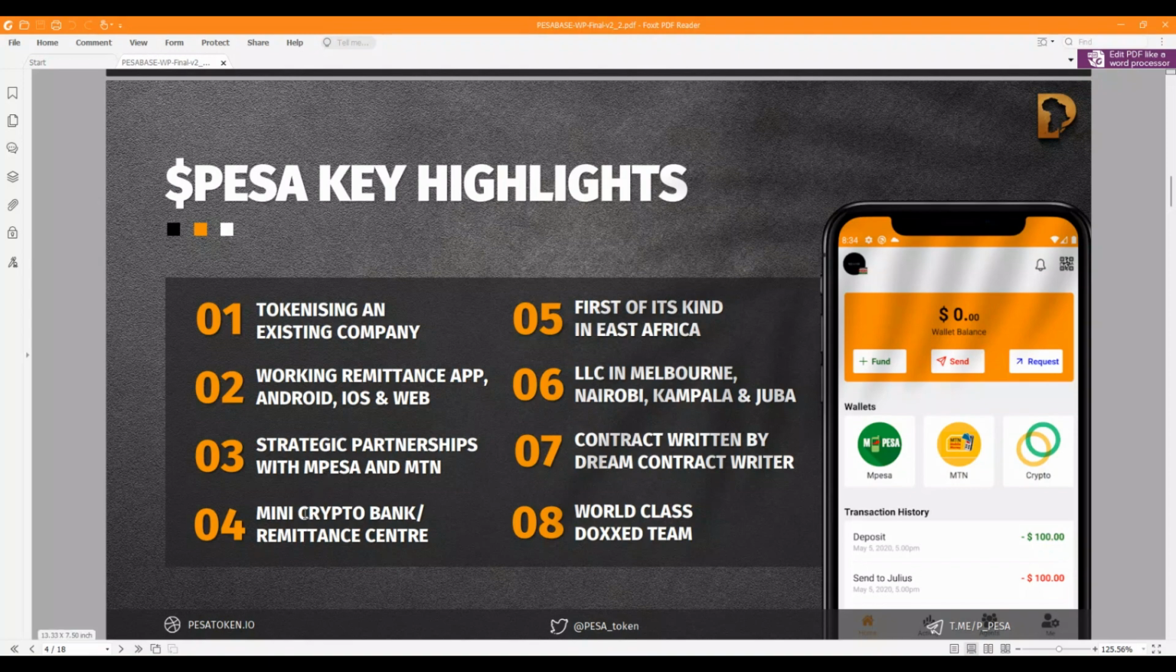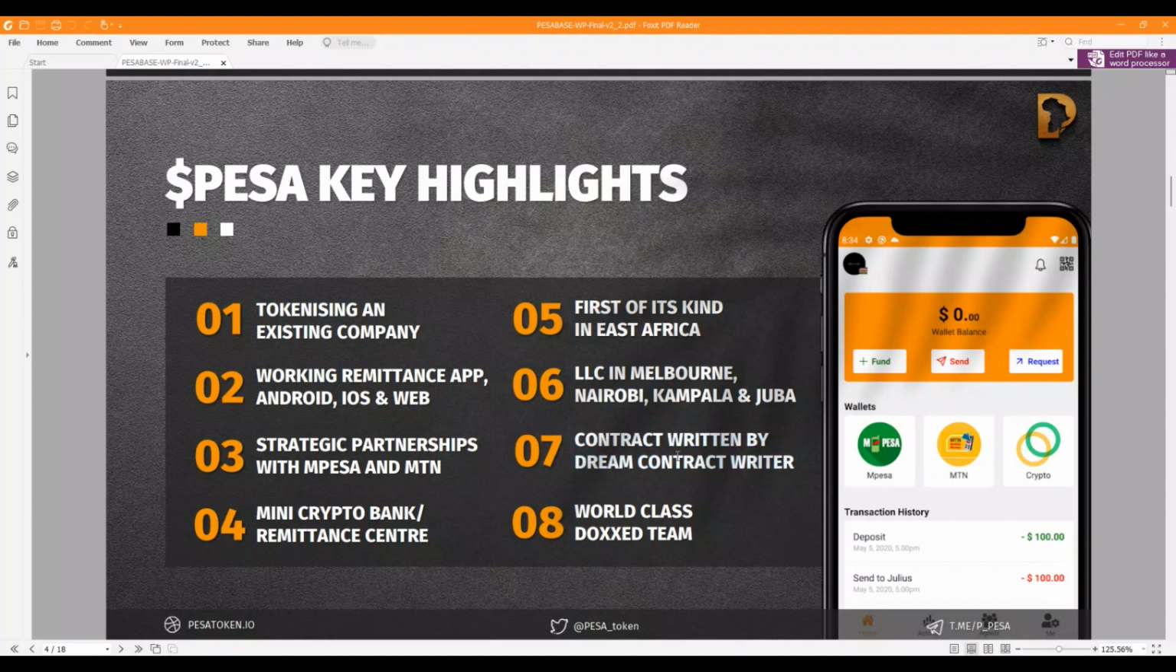Mini crypto bank remittance center. Then you have first of its kind in East Africa. We have LLC in Melbourne, Nairobi, Kampala, and Juba. Then contract written by Dream Contract Writer. Now I like these guys, the Dream Contract Writers. These guys, they do very, very nice projects. Yeah, they do very, very nice projects.